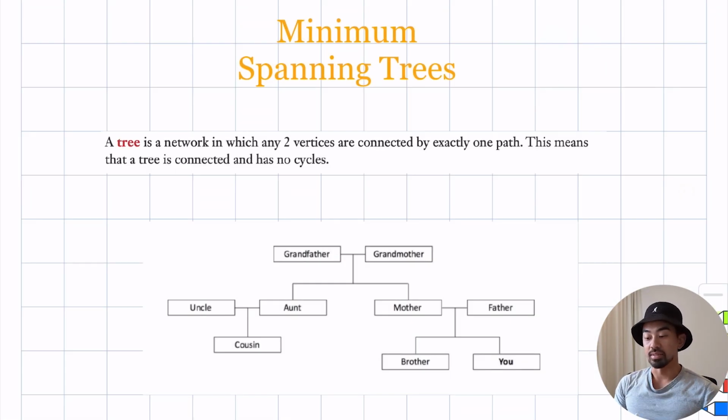Hey guys, welcome back. So what we're going to cover today is minimum spanning trees and what to look out for and how to determine whether or not you actually have a spanning tree. So let's just start off.